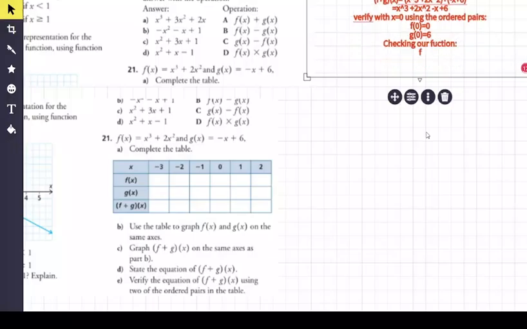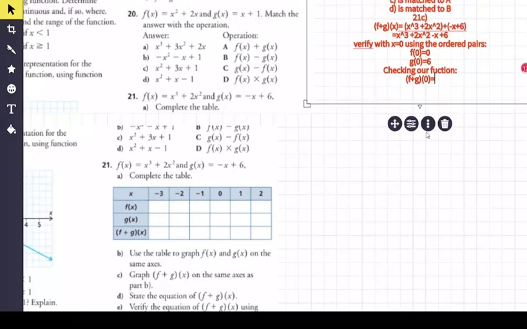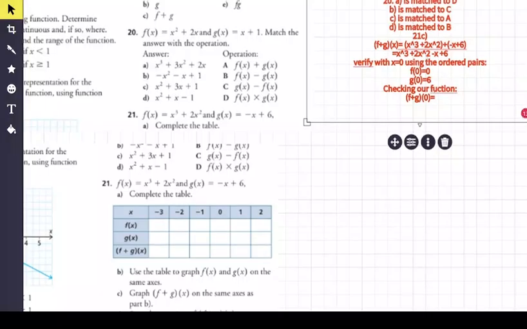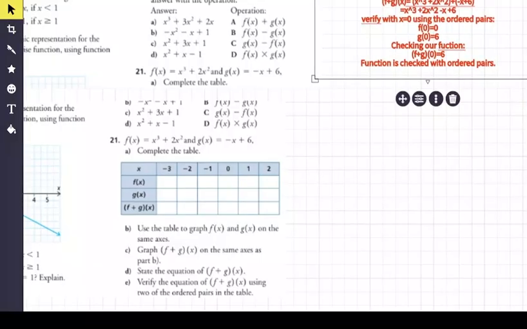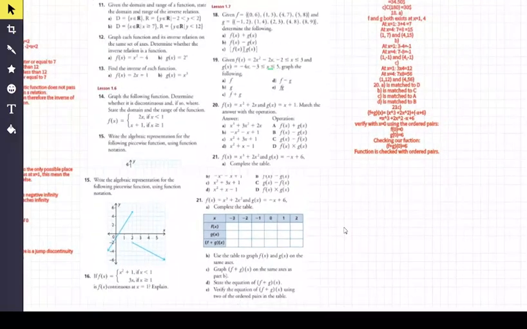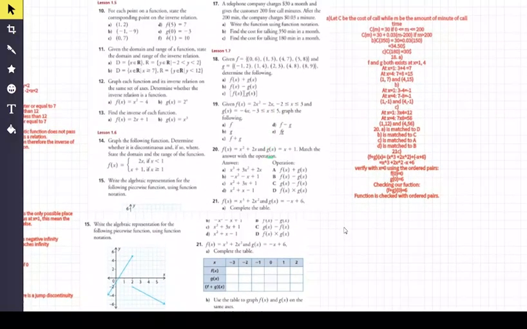So f plus g of 0 is equal to 0 cubed, which is 0, 0 squared, which is 0, minus 0, which is also 0, so we will have just 6. The function is checked with the ordered pair. And therefore, we are done. Hopefully, you guys graph this as well, and you graph everything here. And that is it for our practice. I wish you guys good luck on your unit test, and I hope you guys get what you want.